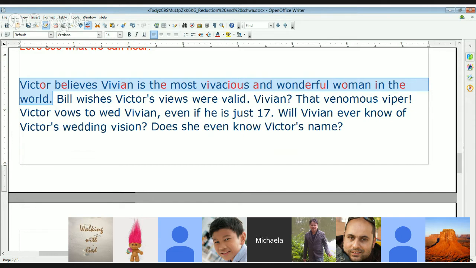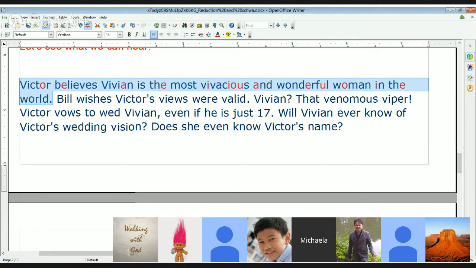Yasine, will you go next and try that sentence? Yeah. Victor believes Vivian is the most vivacious and wonderful woman in the world.